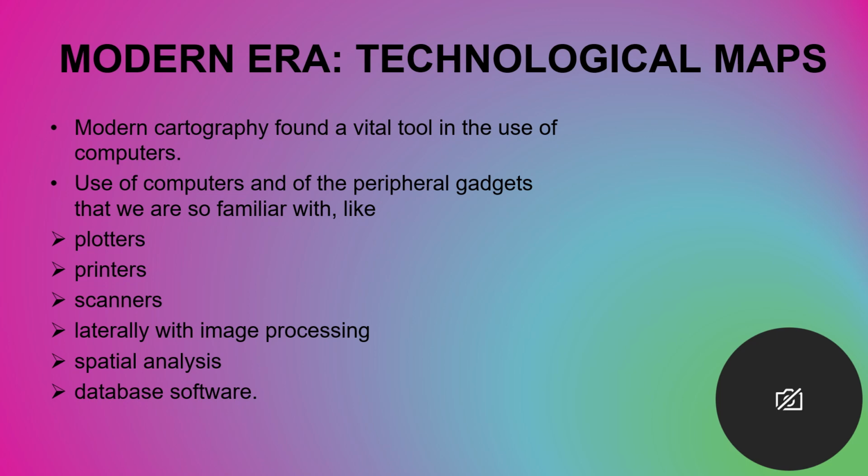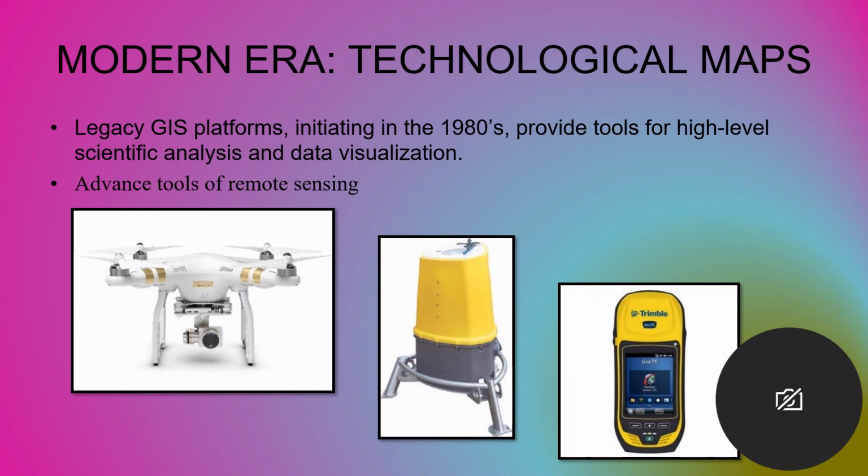We are making maps on a large scale. Today, our research is nothing without having maps in it. So we are in the modern era. Here, GIS platforms, used initially in the 1980s, provide tools for high-level scientific analysis and data visualization. These are the advanced tools, the GPS and the drone and everything. We are getting data from the very height.